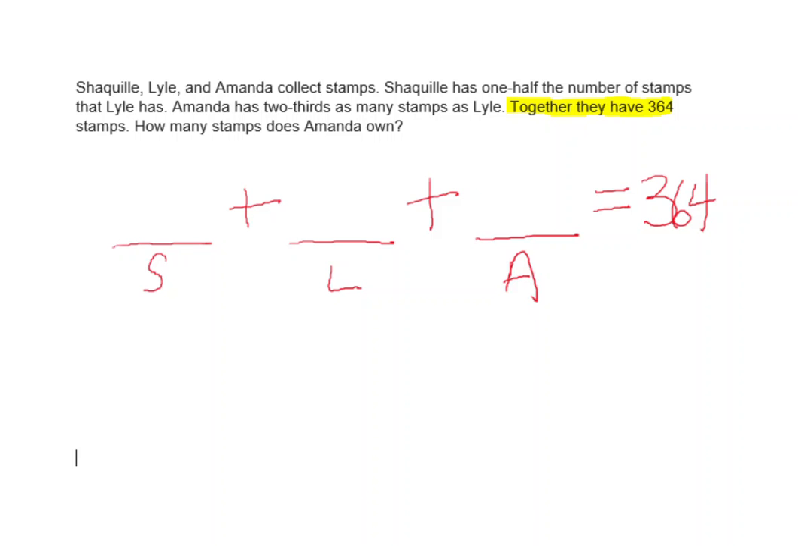Shaquille has 1/2 the number of stamps that Lyle has. He has half the amount that Lyle has. So I'll use an L to represent Lyle. Amanda, so let's go here below Amanda. Amanda has 2/3 as many stamps as Lyle. So again, we're writing Amanda's number of stamps in terms of Lyle.